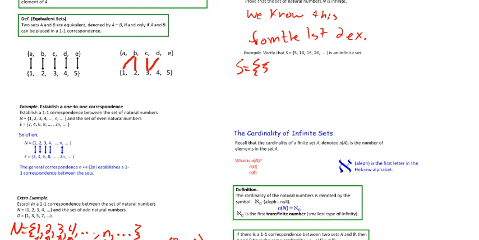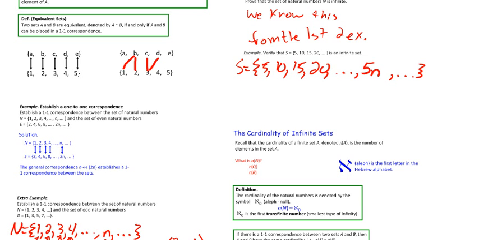So 5, 10, 15, 20. Now, 5 is the first one, 10 is the second. Well, to get from 1 to 5 and 2 to 10, you multiply by 5. So you're taking the term and multiplying it by 5.